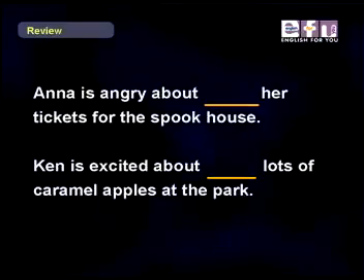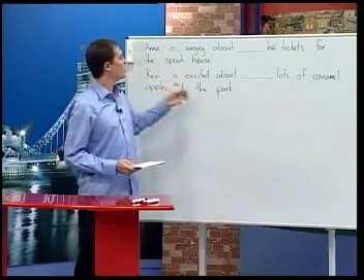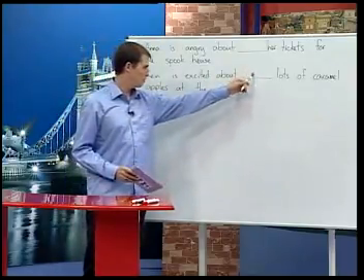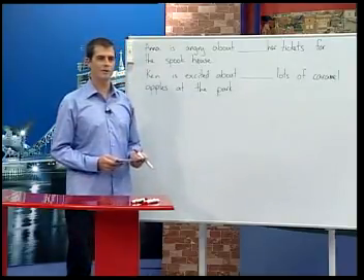Anna is angry about something. Her tickets for the spook house. That's the first one, and I'll write the second one on the board too. Ken is excited about something. Lots of caramel apples at the park. Anna is angry about her tickets for the spook house, and Ken is excited about lots of caramel apples at the park. What do you think?